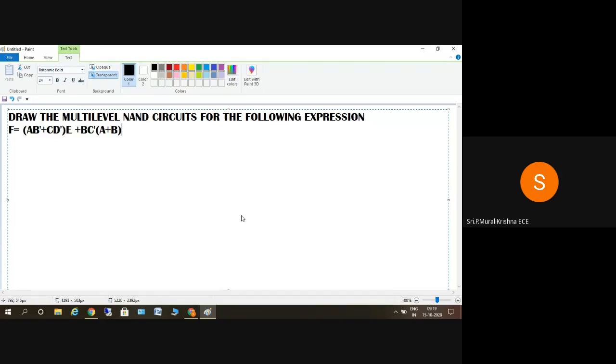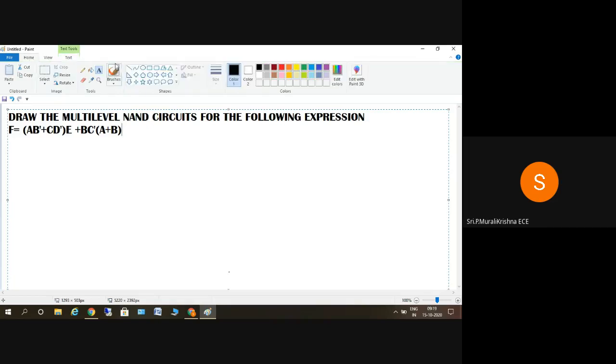So after drawing with AND OR gates, we will shift it to NAND gates. We'll convert them into NAND gates. So we know the three rules, right? Convert them into the NAND gate, and we'll check them. So first of all, we'll draw the circuit.